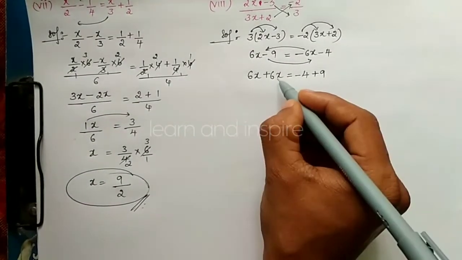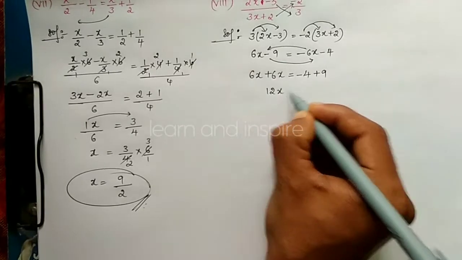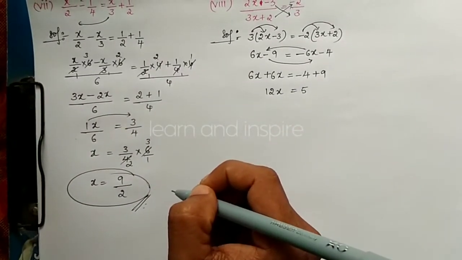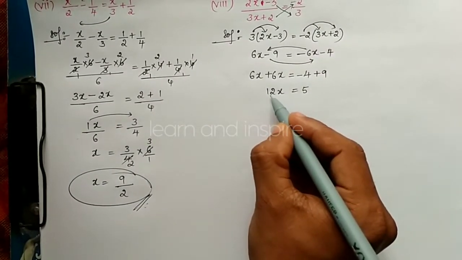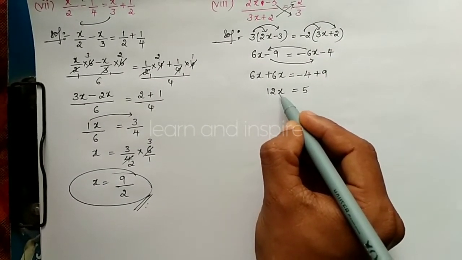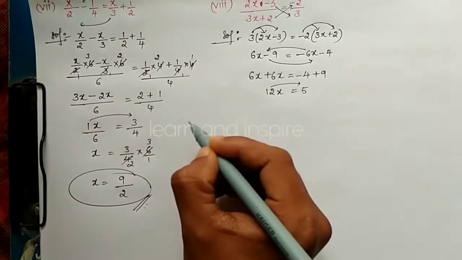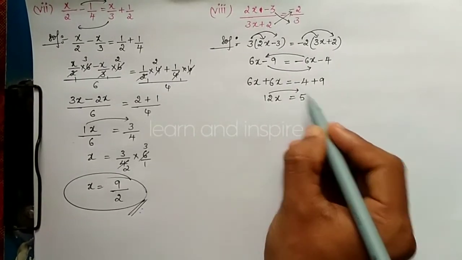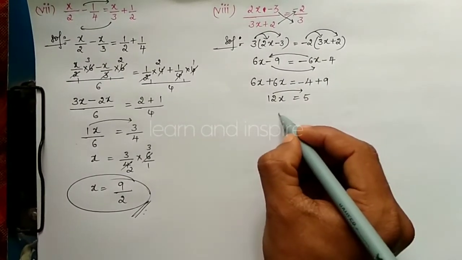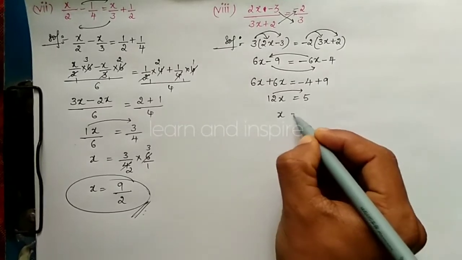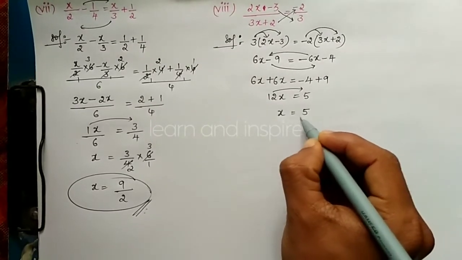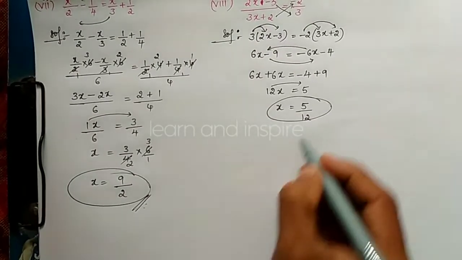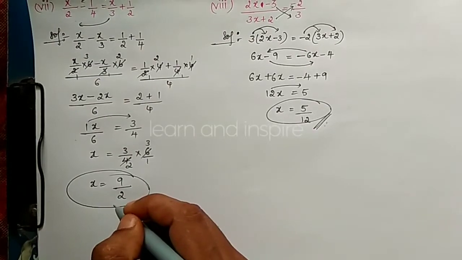Okay, 6x plus 6x is 12x, which is equals to 9 minus 4 is 5. Now here 12 is on multiplication, so to find the value of x we have to transpose this 12 to RHS. So this 12 is on multiplication. By transposing multiplication to RHS, it becomes a division. Then we can find the value of x. x is equals to, if I transpose 12, it becomes a division, which is nothing but x is equals to 5 by 12. So this is the value of x.